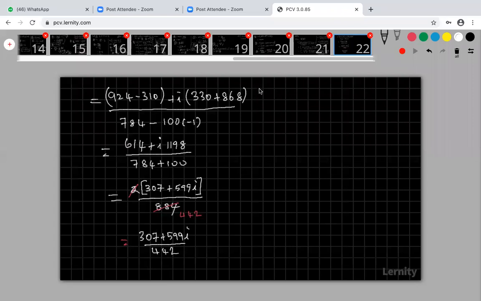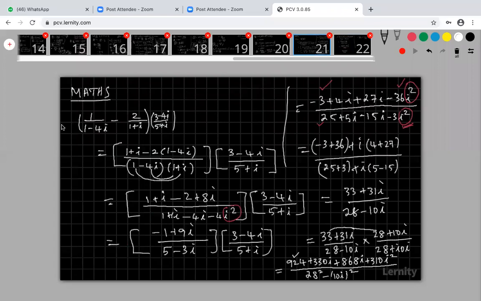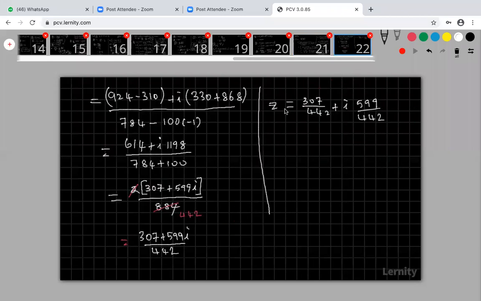So this is equal to 307 divided by 442 plus i into 599 by 442. If the question is to reduce into simple form, that is, reduce into a plus ib form, then this is the answer.